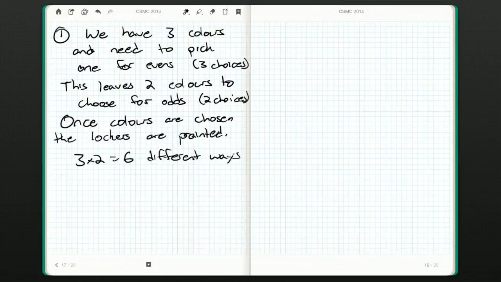There's going to be 6 different ways. So if we were to pair evens and odds, we could have blue-red, blue-green, red-green, red-blue, or green-red, green-blue. That's 6 different ways we can pick these. Okay, so that's 6. Now for case number 2, I assume this is going to be a little more complicated.